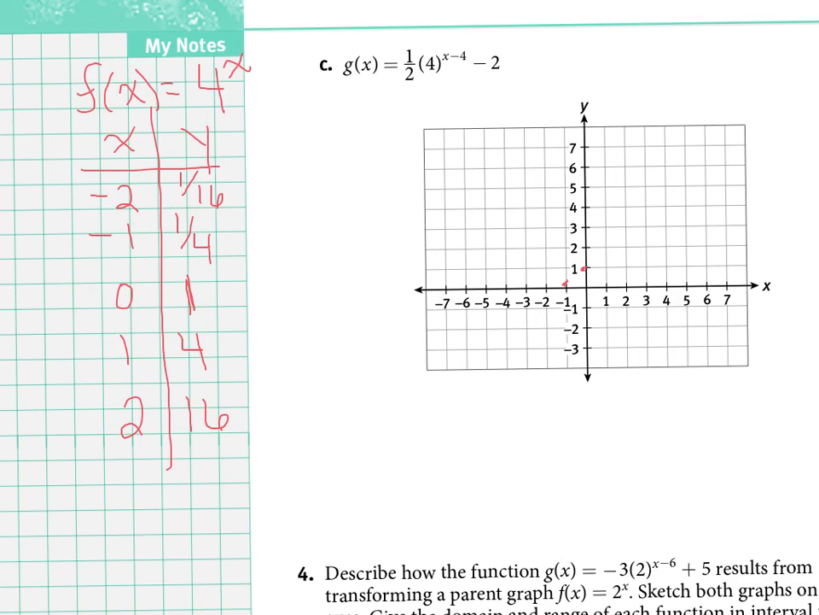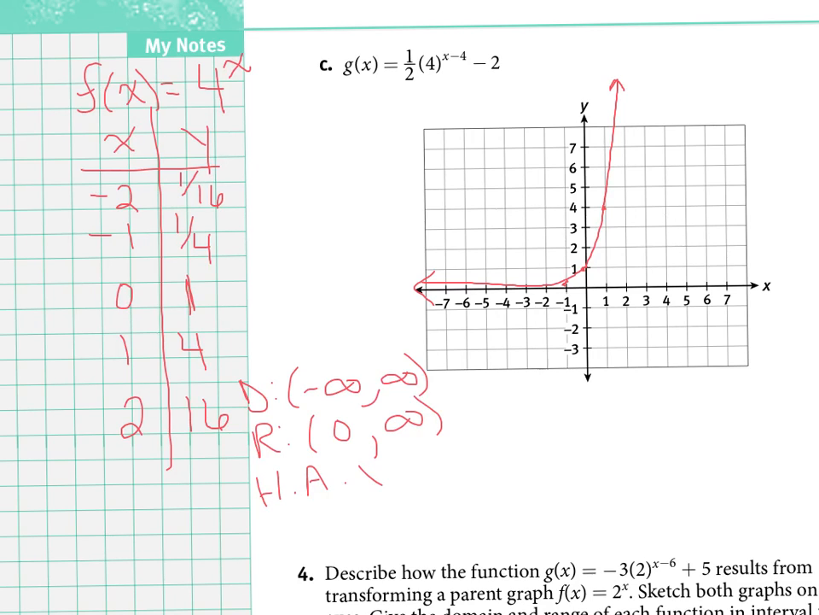So I'd get a graph that looks something like this. Very steep because of that 4 to the x. My domain is negative infinity to infinity still. My range on any parent graph is going to be 0 to infinity because my horizontal asymptote is y equals 0.